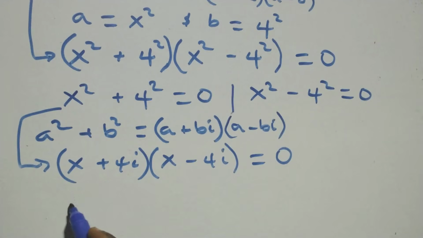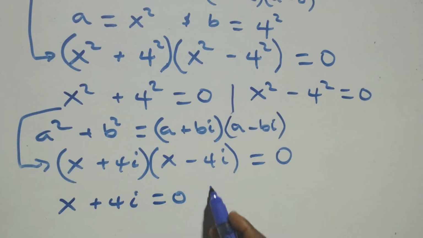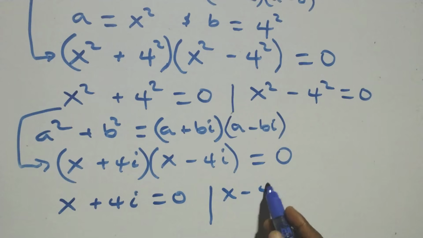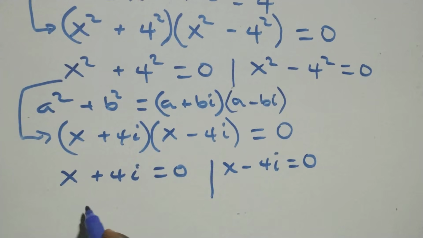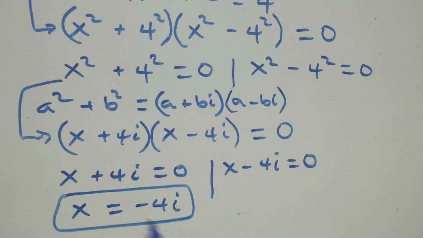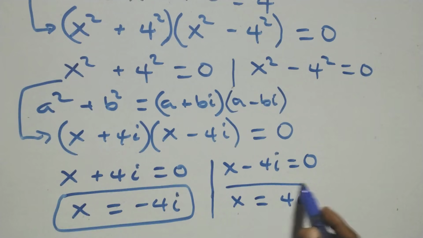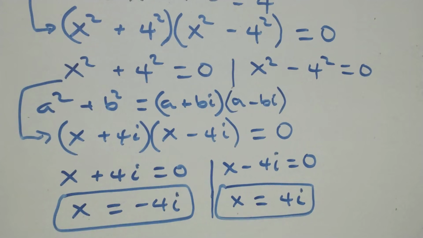And also we have two possible cases, x plus 4i equals to 0, or we have x minus 4i equals to 0 here. And solving here, we have x equals to minus 4i, which is a complex solution here. Then here also we have x equals to 4i, which is also a complex solution here. That is, we have two complex solutions here.